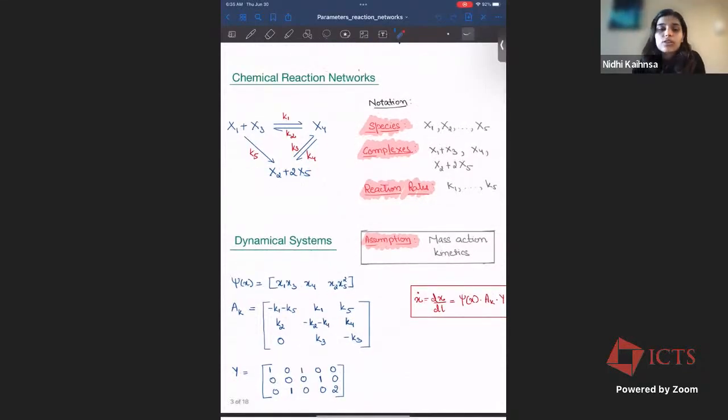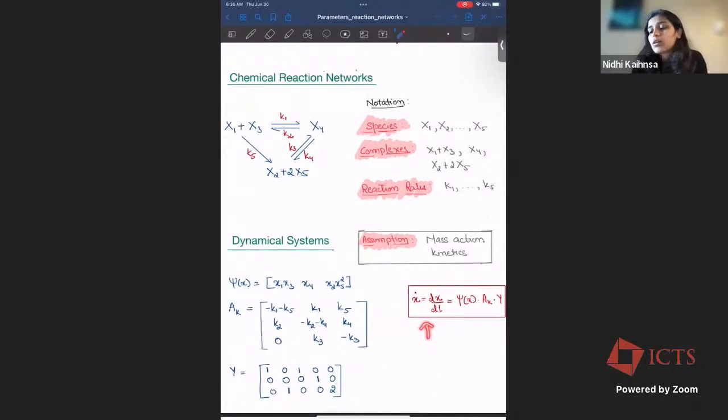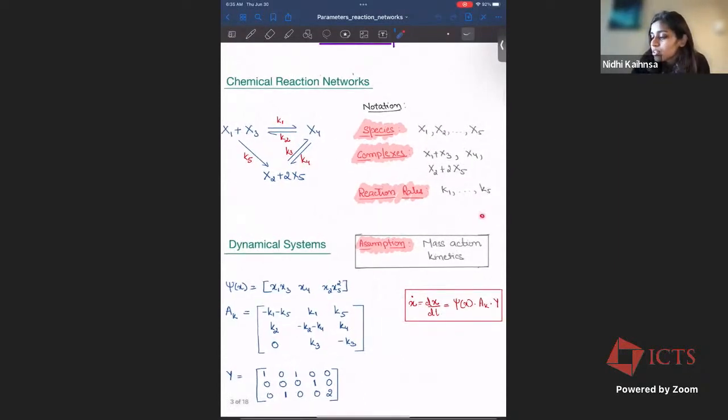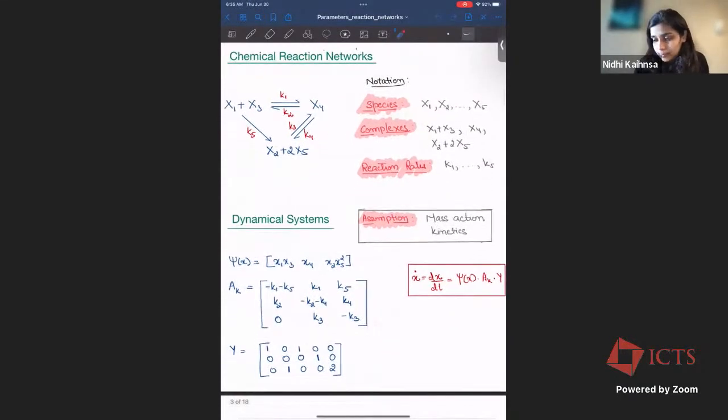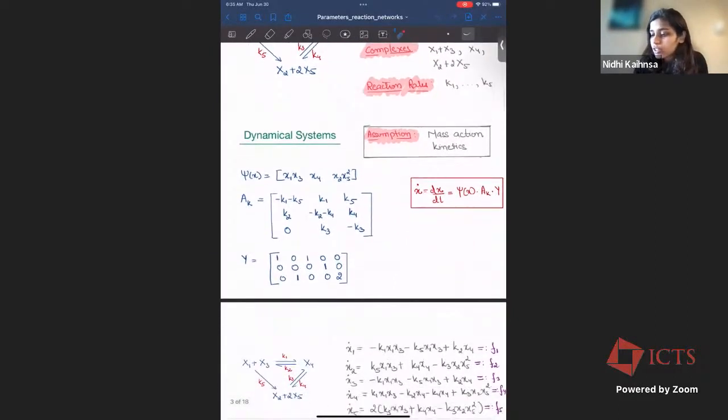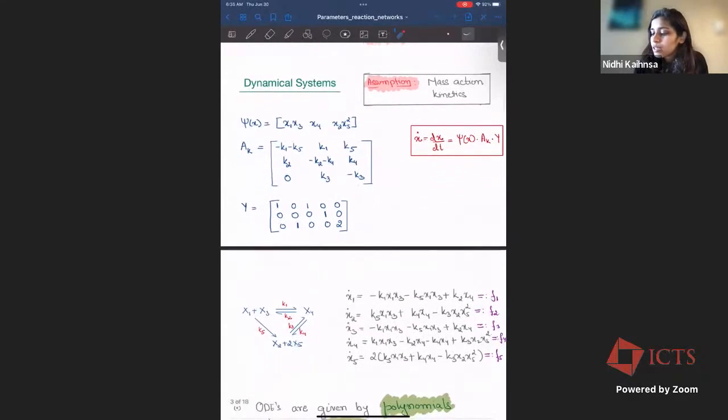Y is often called a stoichiometric matrix, and this encodes the number of units of each species on each vertex. So on vertex 1, we have 1 unit of x1 and 1 unit of x3. On vertex 3, we have 1 unit of x1, x2, and 2 units of x5. And when you take the product of these matrices, you get the ordinary differential equation corresponding to the chemical reaction network. Why the assumption of mass action kinetics becomes much more clear if we actually see the differential equation. So when we take the product of these matrices, we'll get these equations.